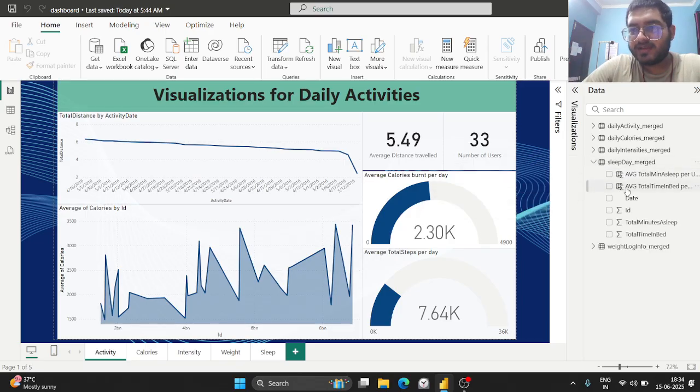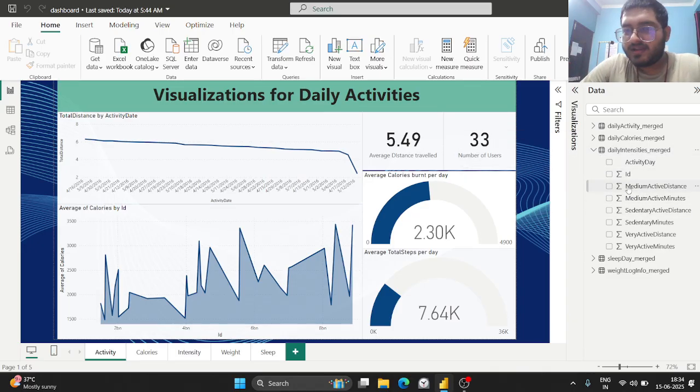For sleep day, I created measures like average total time in bed per user and average total minutes asleep per user. For daily intensities, I didn't create a different measure, but while transforming the dataset, I created two new columns, medium active distance and medium active minutes, by combining the fairly and lightly active distance and minutes respectively.